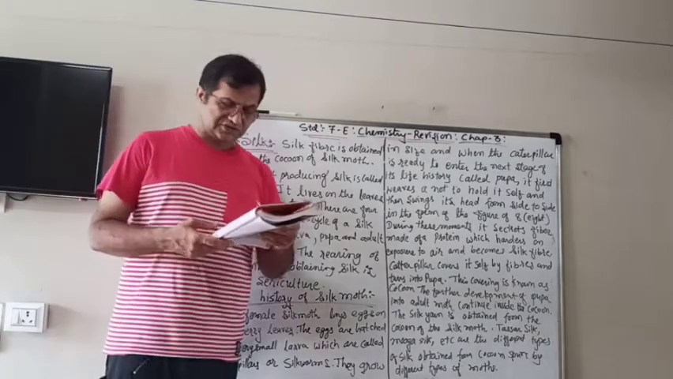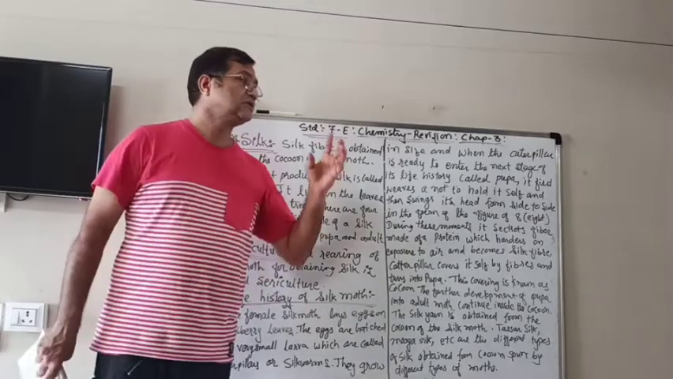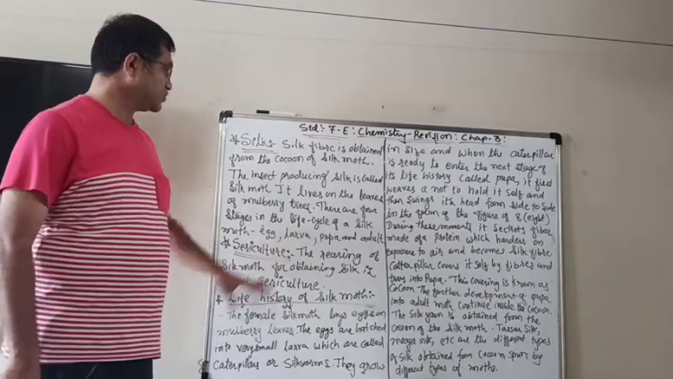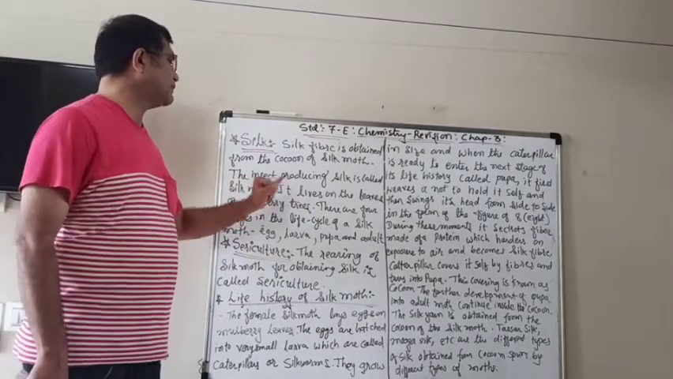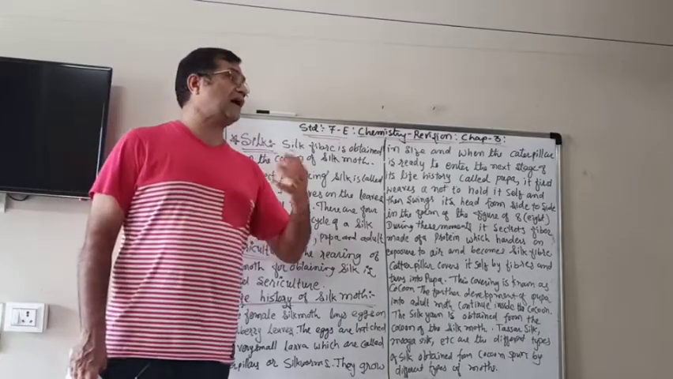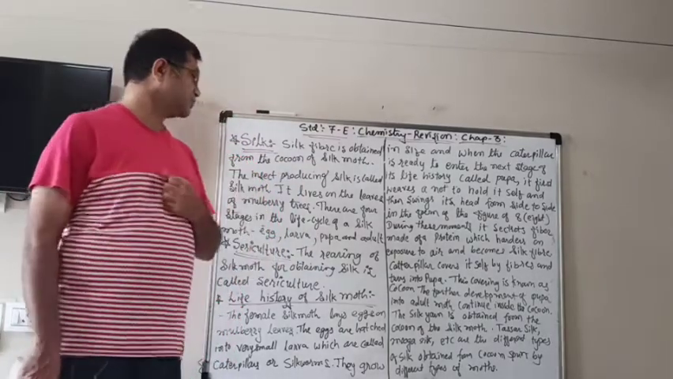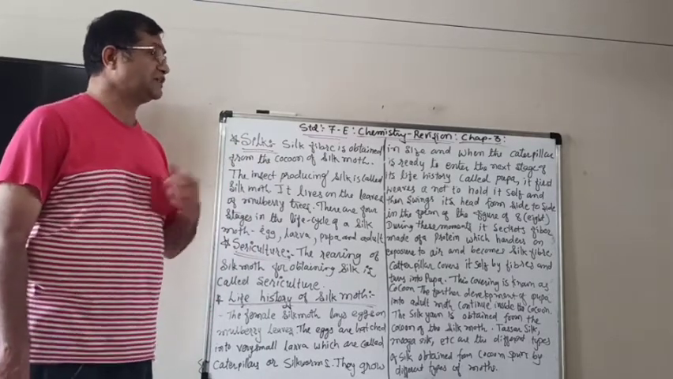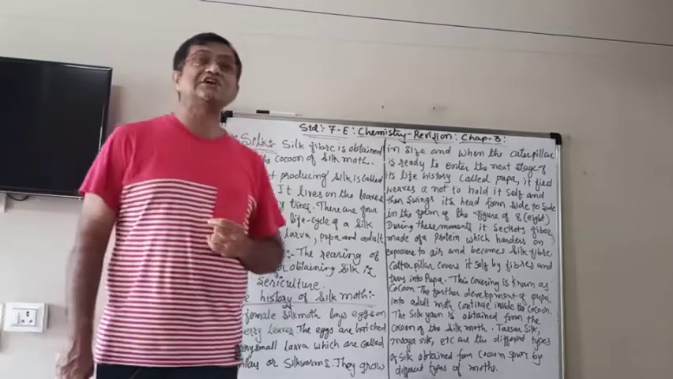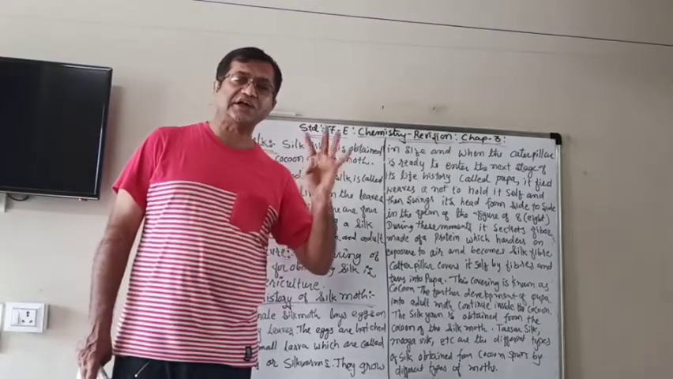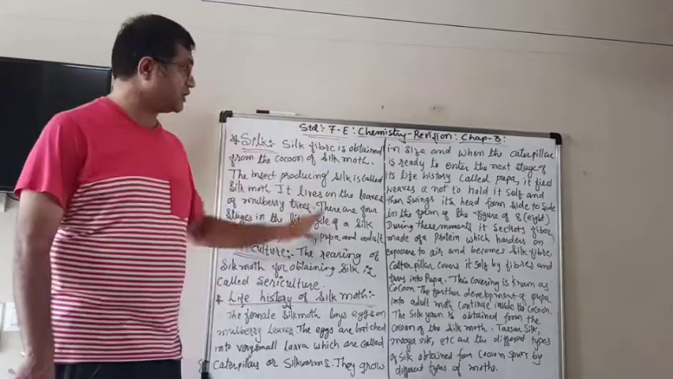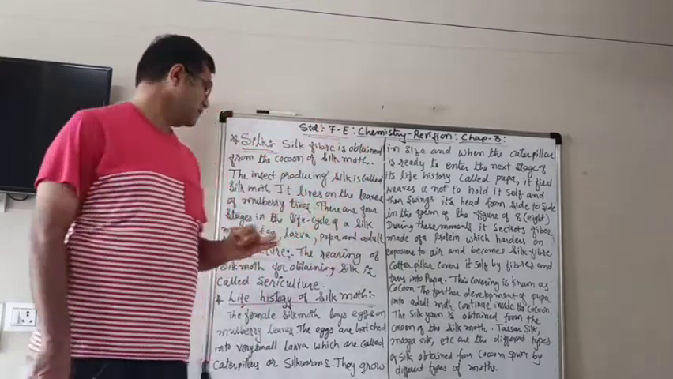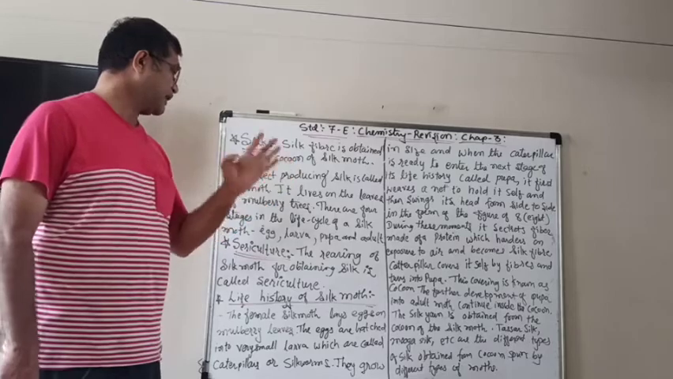And this silk moth lives on the leaves of the mulberry trees. It eats the mulberry leaves as food. In the life history of the silk moth, there are 4 stages, about which we are going to learn later also. And they are the eggs, larva, pupa and the adult.